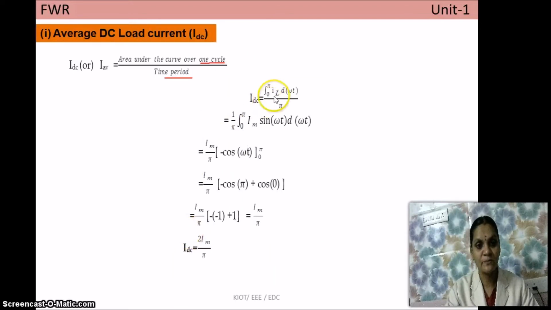So from 0 to pi, we have to integrate IL d omega t, divided by time period pi. When you substitute IL equal to Im sin omega t and take Im outside, the integral of sin omega t becomes cos omega t, and you substitute the limits and simplify. You will get IDC equal to 2 Im by pi, whereas in half wave rectifier you got only Im by pi. So IDC got improved compared to half wave rectifier. This is one thing.